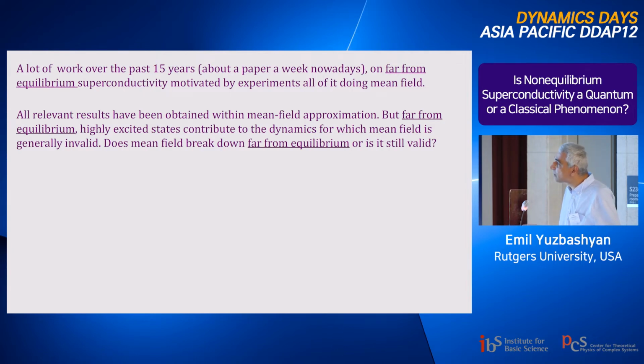But far from equilibrium, the system is in a superposition of all states, and far from equilibrium means that the energy is thermodynamically large. It scales as N. So then highly excited states contribute to the dynamics. And we know that for these states, mean field is generally invalid. So, in all these 15 years, people have been asking this question: but are we allowed to use mean field far from equilibrium? I mean, is it still valid, or maybe it breaks down?